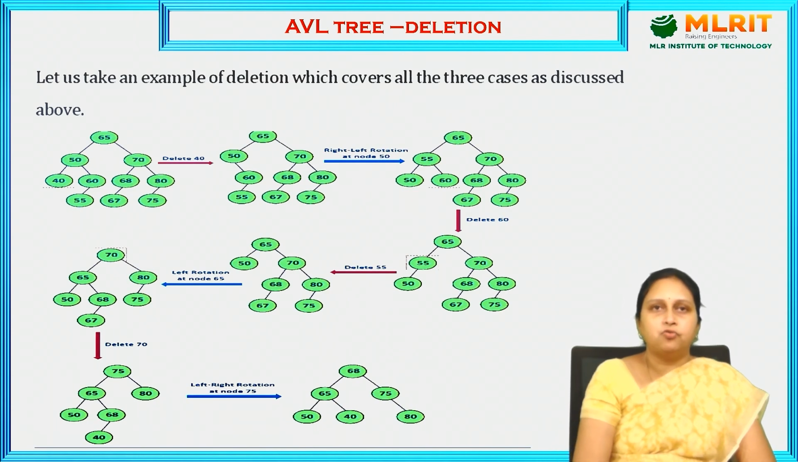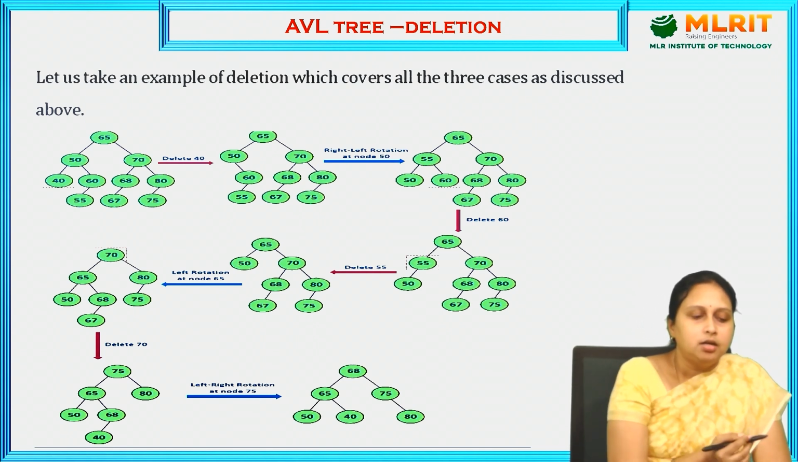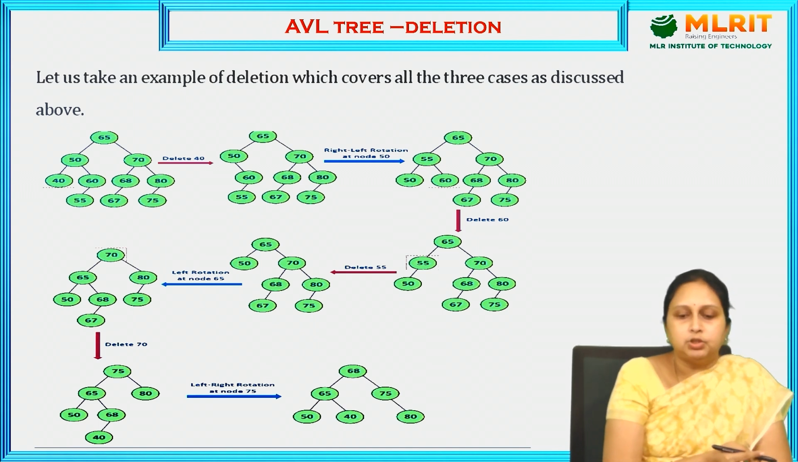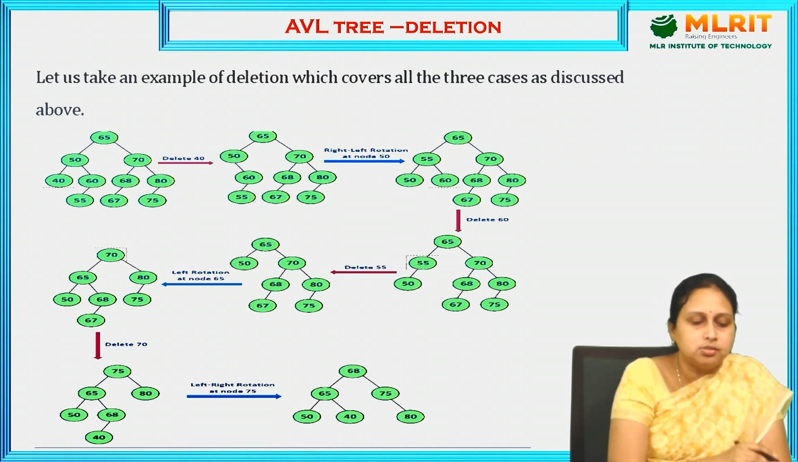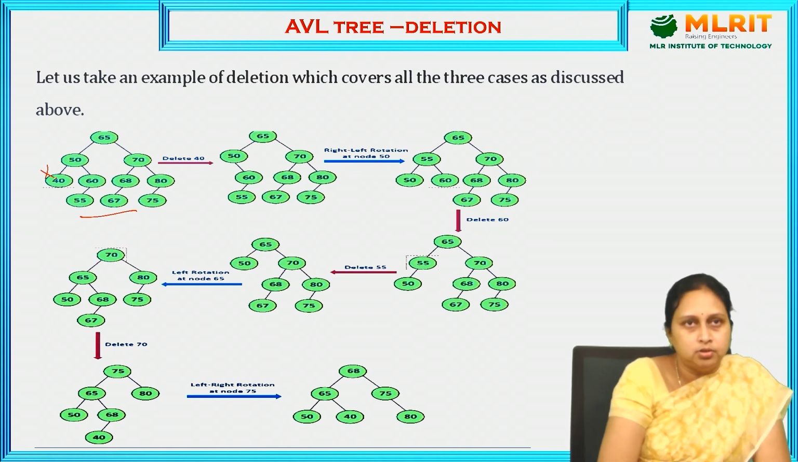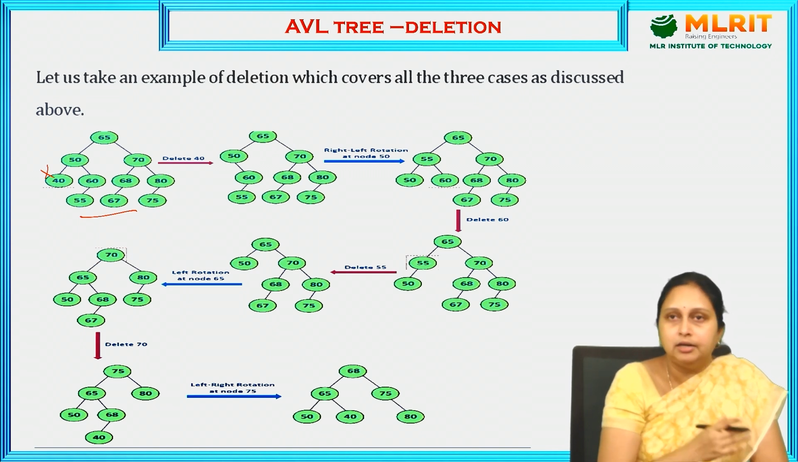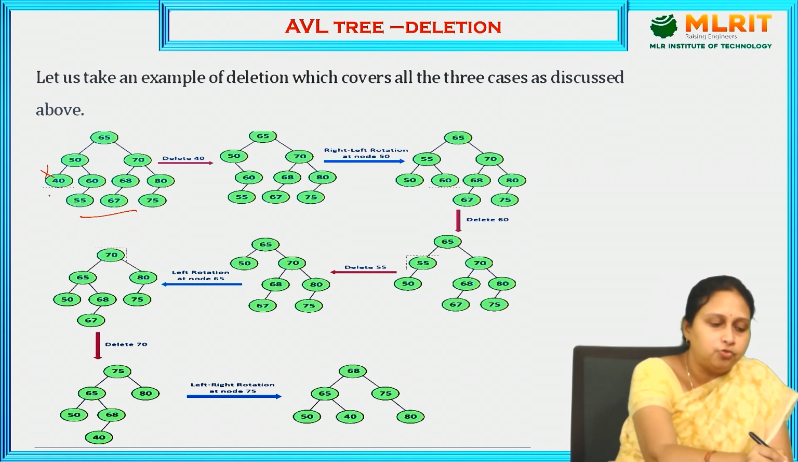And let us check all the three cases in a single example. Here, let us take an example which covers all the three cases as we have discussed. This is the tree. First, we are going to delete 40. Deleting the 40 element from the AVL tree. When I delete 40, what is the first case? It is deleting a leaf node, which is considered the first case. This is the leaf node that we are going to delete.